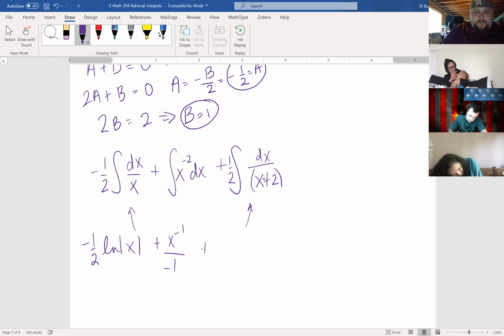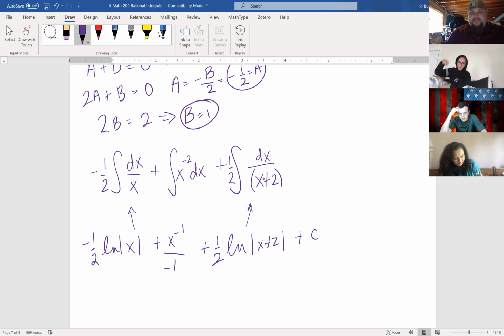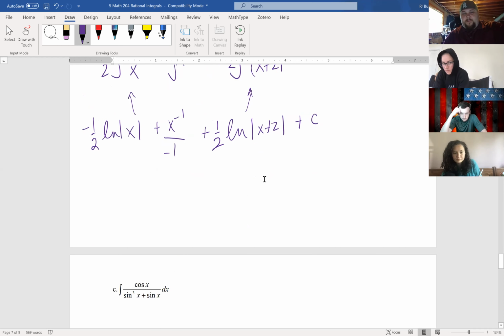And then the last one is also a natural log, which you could find by a simple u substitution, and it is x plus 2. Finally, all plus c. And then I'm just going to do a little bit of simplification. There's nothing wrong with what we have here.